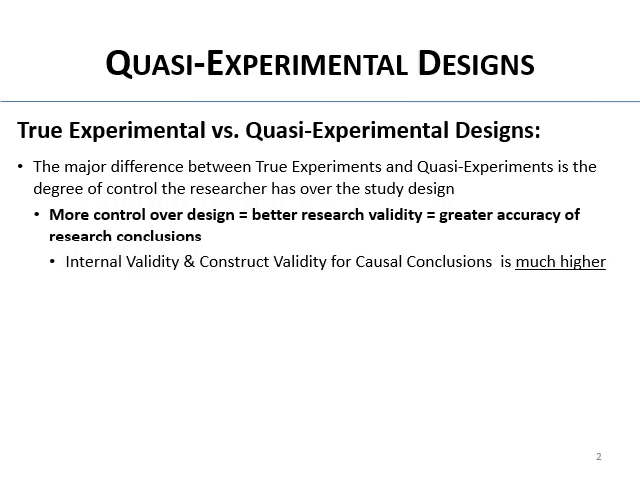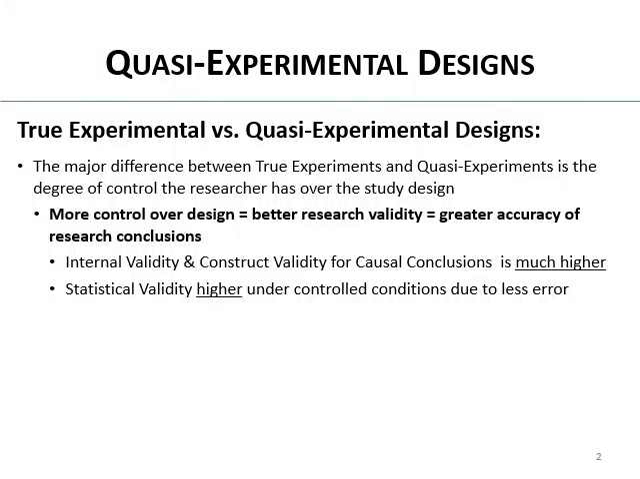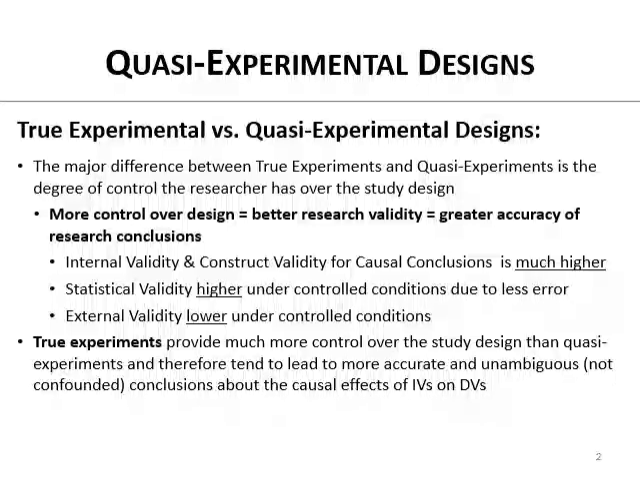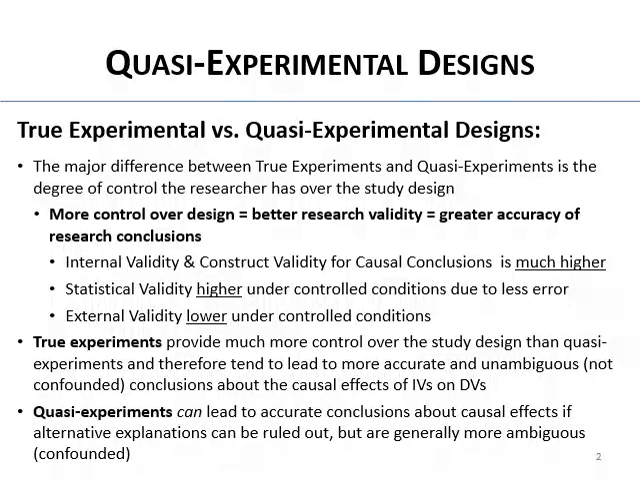So internal validity and construct validity for causal conclusions is much higher with a true experimental design. Statistical validity is higher under controlled conditions because there's less noise, less random error, but external validity tends to be lower under tightly controlled conditions. So true experiments provide much more control over the study design than quasi-experiments, and therefore tend to lead to more accurate and unambiguous, that means not confounded, conclusions about the causal effects of independent variables on dependent variables.